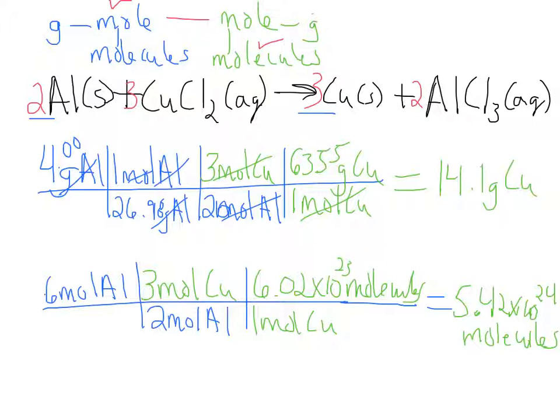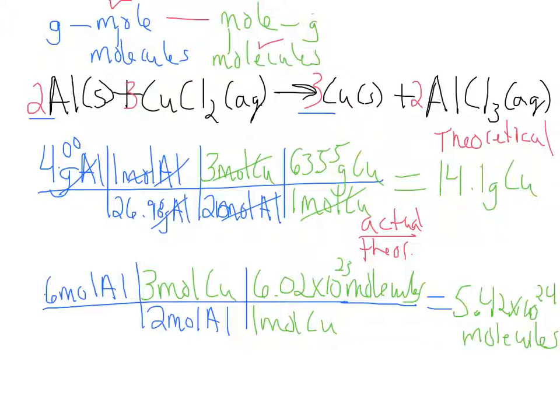Okay, so the last part would be percent yield. And what percent yield is, is actual yield divided by theoretical. Alright, whenever you calculate with stoichiometry the amount, this is your theoretical.